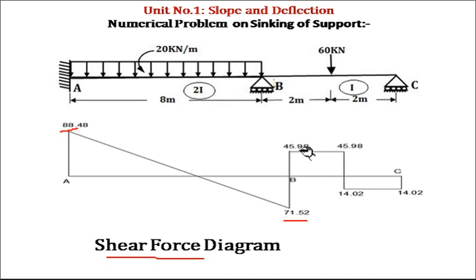So 45.98 minus 60. So we'll get the value 14.02. Okay, no load, so join by the horizontal line. Okay, and the reaction at C is 14.02. So here the value will be 0. So here it is plus, minus, plus, minus. So this is the shear force diagram for the given beam.